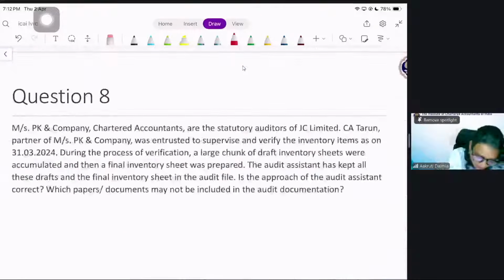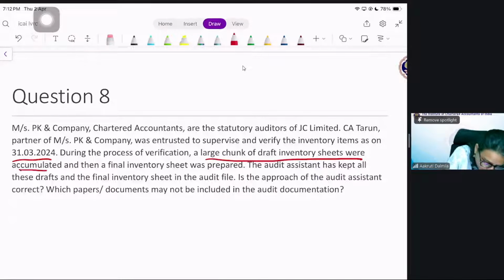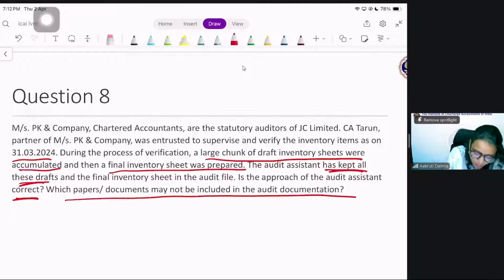Messrs. PK and Company are chartered accountants, statutory auditors of JC Limited. CA Tarun, partner of Messrs. PK and Company, was entrusted to supervise and verify the inventory items as on 31/3/2024. During the process of verification, a large chunk of draft inventory sheets were accumulated, and then a final inventory sheet was prepared. The audit assistant has kept all these drafts and final inventory sheet in audit file. Is the approach of audit assistant correct? Which papers may not be included?